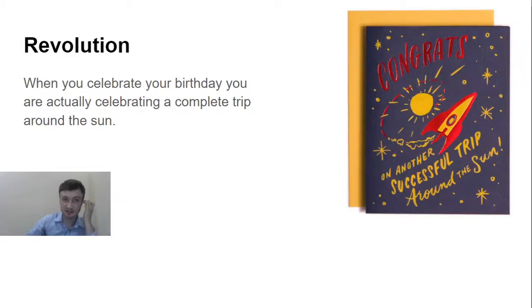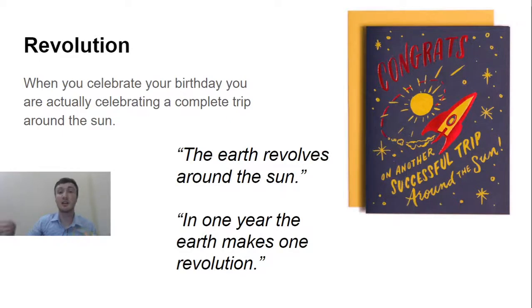So I'll give you some sentences here. When you say revolution, let's make the sun's shining. There we go. Say a revolution. Revolution. So you could also say the earth revolves. Revolves. The earth revolves around the sun. Yeah. In 1 year, the earth makes one revolution. Revolution. Great.